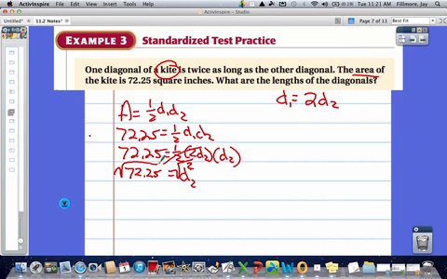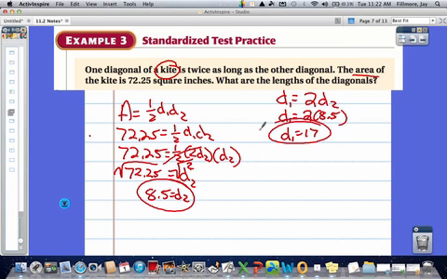Which I'm going to guess is something 0.5. So let me see in my calculator here. So square root of 72.25 is 8.5. So there's one diagonal. We know D1 is 2 times whatever that was. So it's 2 times 8.5. So D1 is 17. And we're finished. And I should note that these are in inches. Always remember your units.